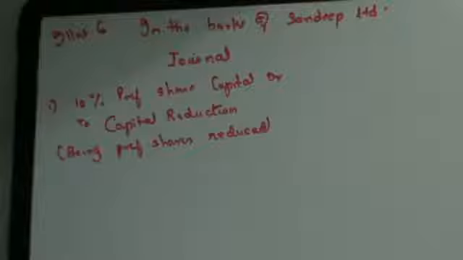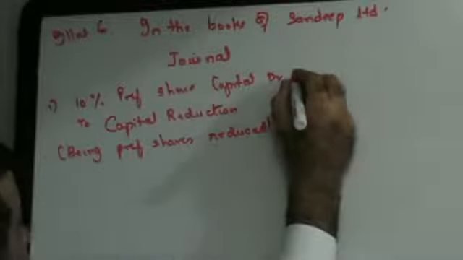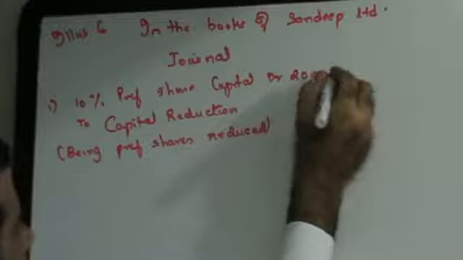How many shares do I have? I had preference share capital of 4 lakhs. That means I had 4,000 shares. Someone please do 4,000 into 50. How much? 2 lakhs.